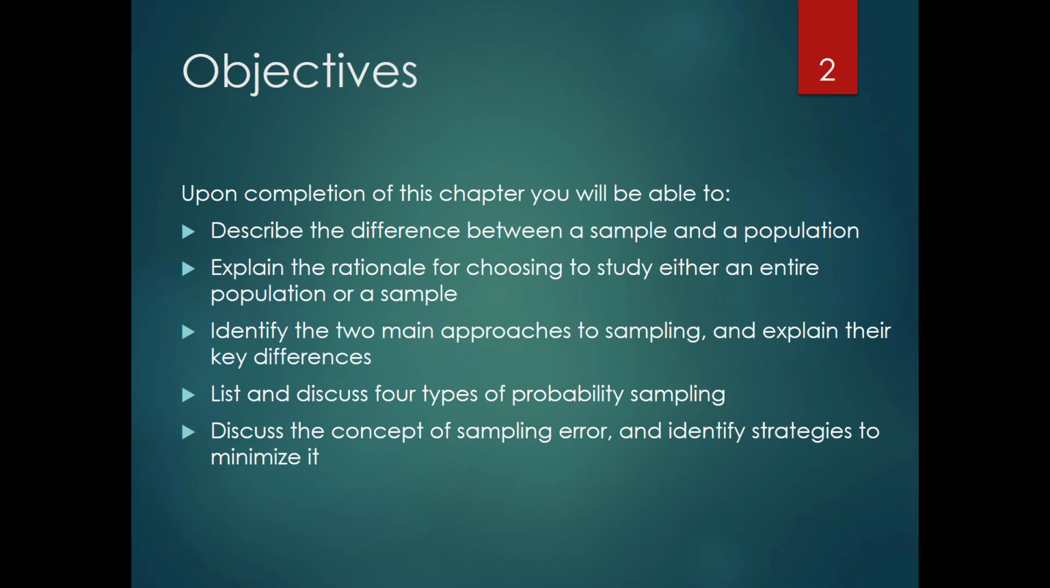So the objectives for this week are to describe the difference between a sample and a population, explain the rationale for choosing to study either an entire population or just a sample, identify the two main approaches to sampling and explain their key differences, list and discuss 4 different types of probability sampling, and discuss the concept of sampling error and identify strategies to minimize those errors.